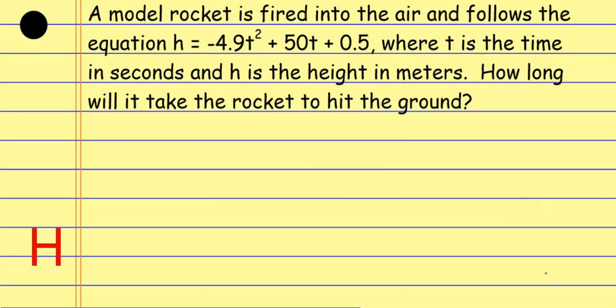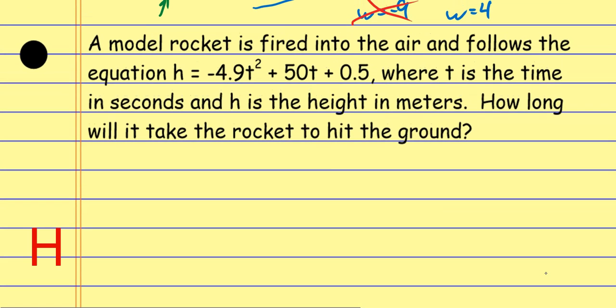If I look at the next one, it says a model rocket is fired into the air and follows the equation h equals -4.9t squared plus 50t plus 0.5, where t is the time in seconds and h is the height in meters. How long will it take the rocket to hit the ground?